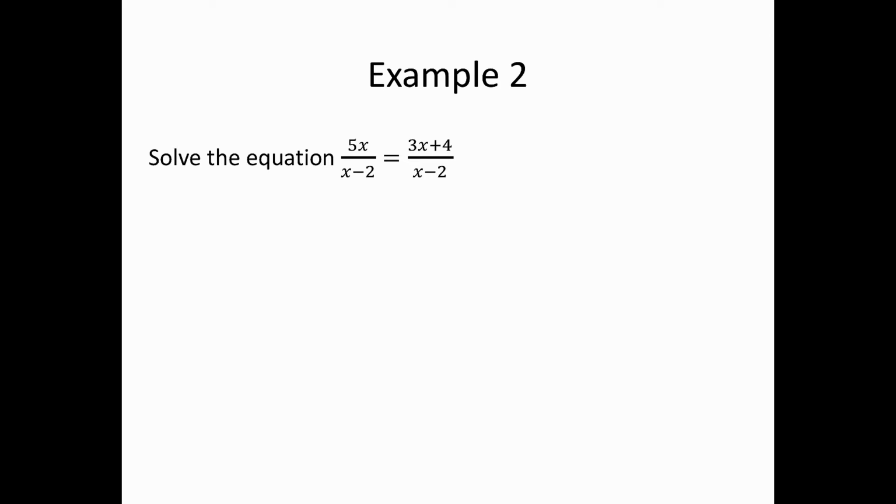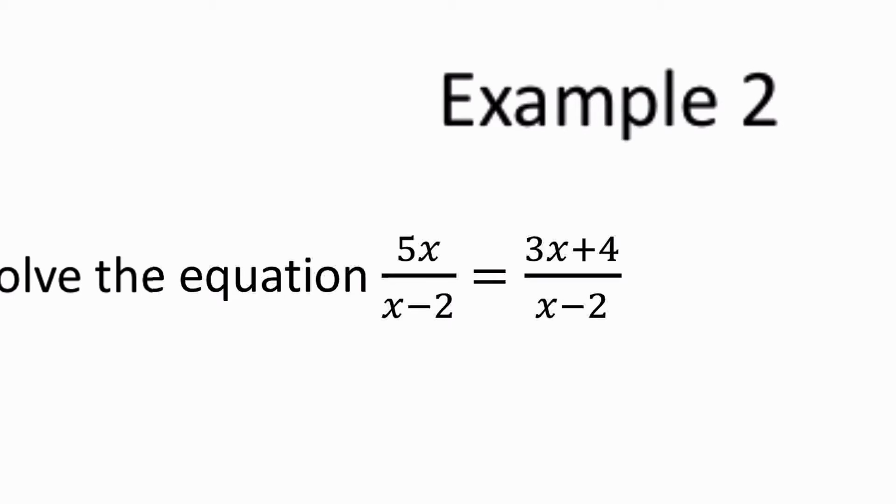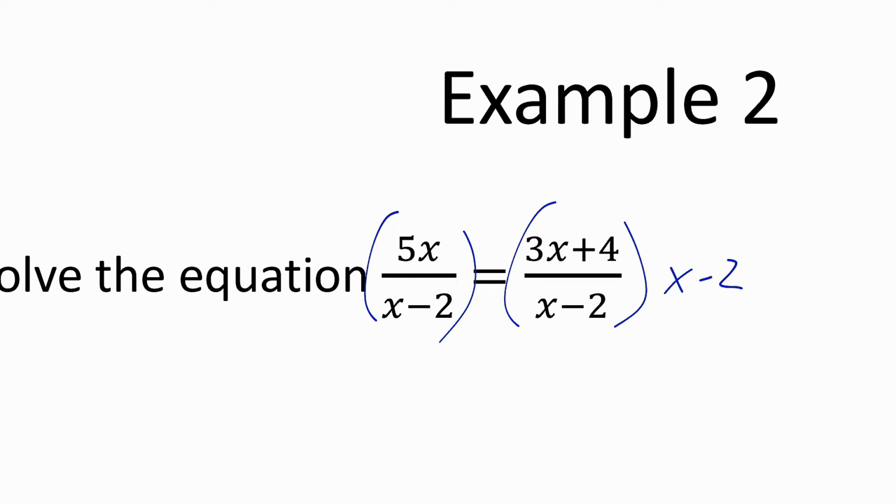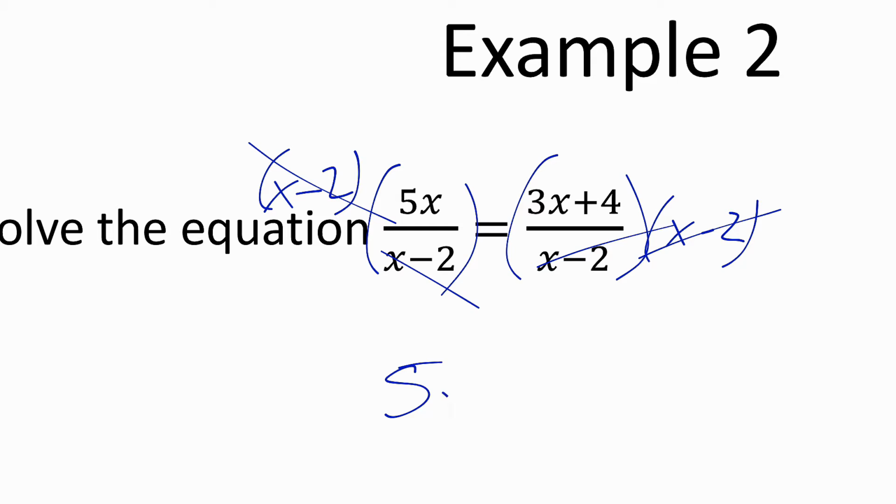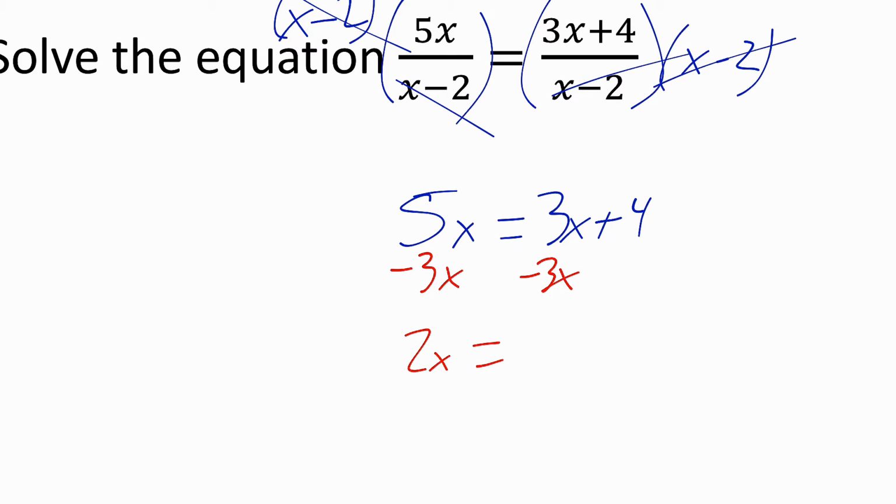This example here: 5x over x minus 2 equals 3x plus 4 over x minus 2. Again, let's get rid of the denominator. Let's multiply both sides by x minus 2. Now, they conveniently have the same denominator on both sides, so the denominators cancel out. So effectively, it's as if we were just dealing with the equation 5x equals 3x plus 4. To start solving for x, I'm going to subtract 3x from both sides, and we get 2x equals 4.